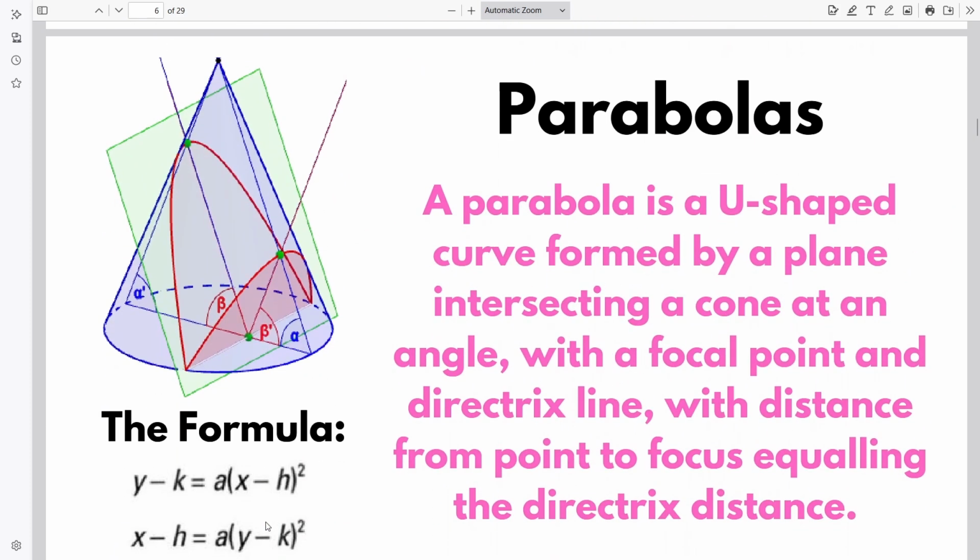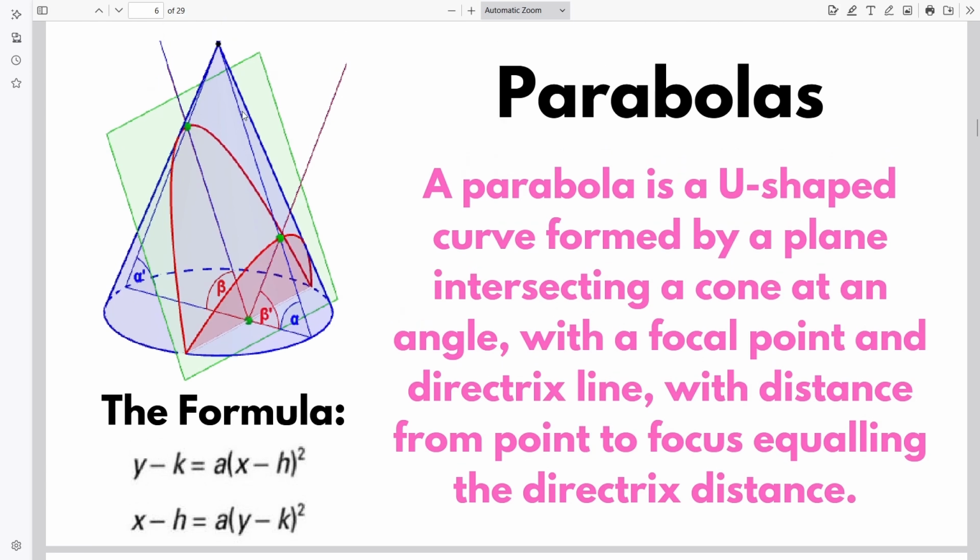Now parabolas. They are U-shaped curves formed by a plane intersecting a cone at an angle, more specifically an angle exactly parallel to the edge of the cone. They also have a focal point and a directrix line, with the distance from a point to the focus equaling its distance to the directrix. So you take a point, the focal point, and a directrix line, and the distance between the point and the focus is the same as the distance from the point to the directrix line.